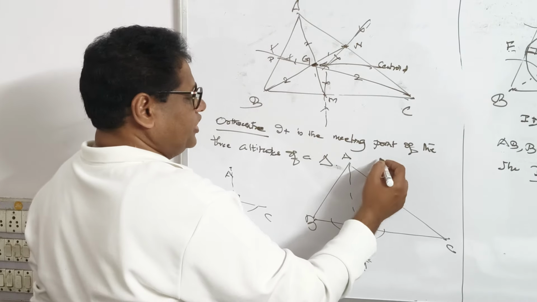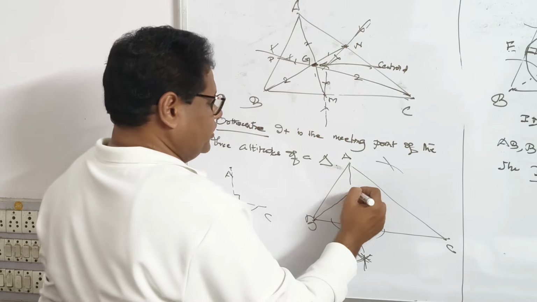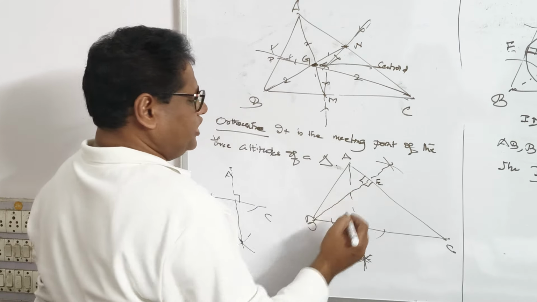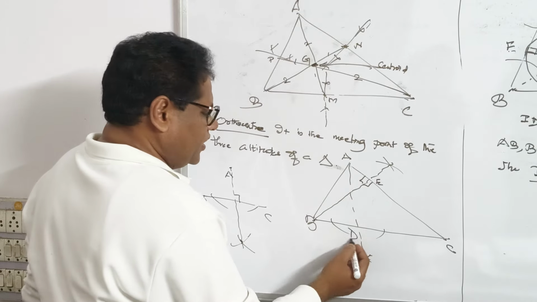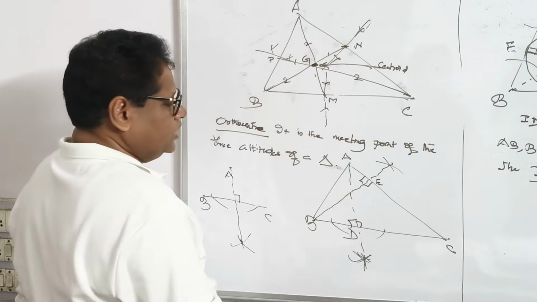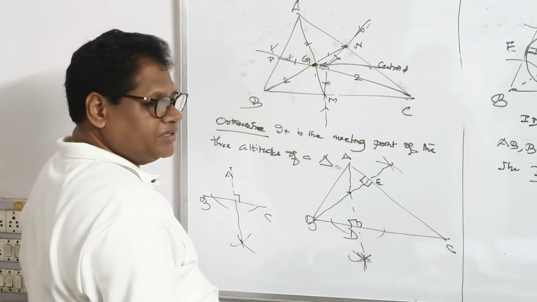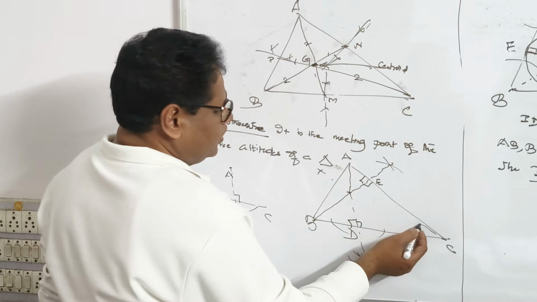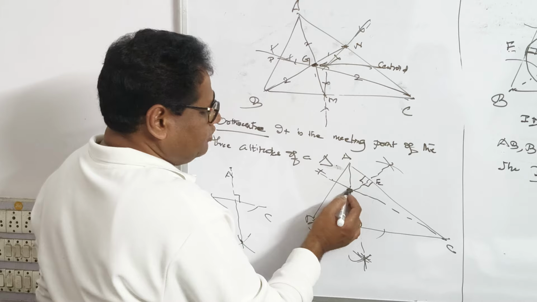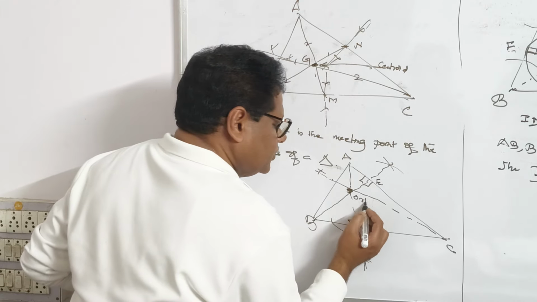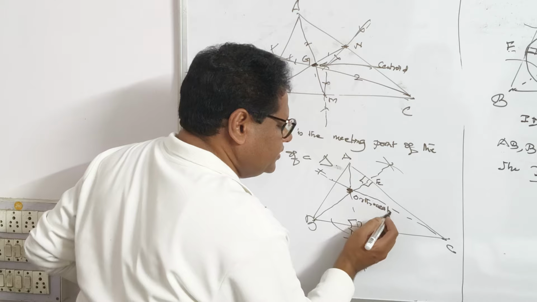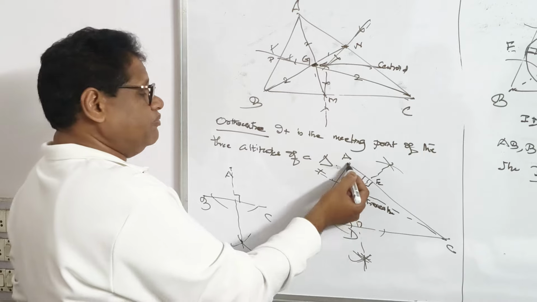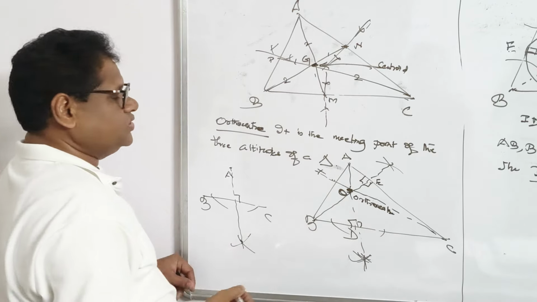Similarly, draw a perpendicular from here on this. This is the altitude from B. Suppose this is E, BE is the altitude from B on AC. This is AD, altitude from A on BC. This point is called the orthocentre. Definitely, if you draw a perpendicular from here on this, then this will also pass through the same point, and this point is called the orthocentre. Suppose we represent it by O. This is the orthocentre, the meeting point of the three altitudes of a triangle.